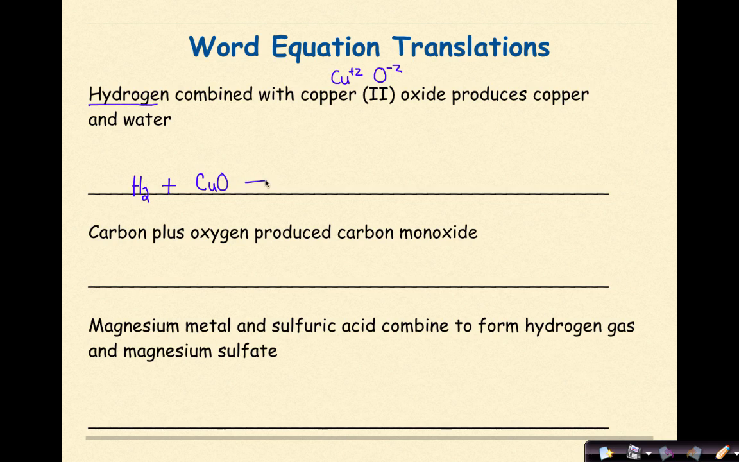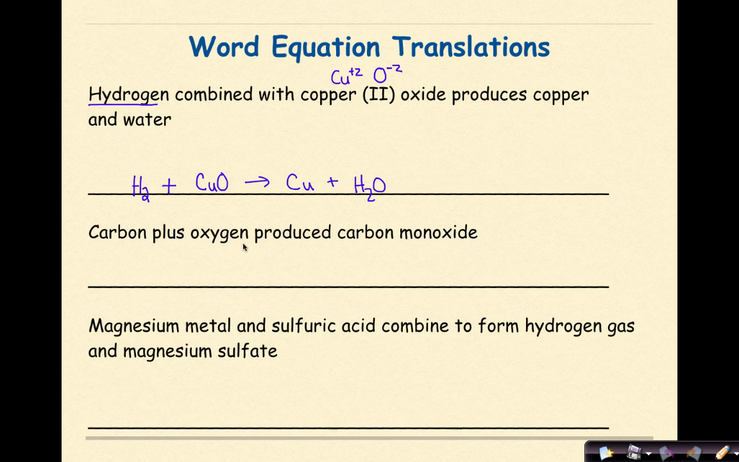Produces, which is an arrow, copper and water. So copper by itself is a metal, so that's just going to be Cu, and then plus, then the formula for water, of course, is H2O. And that's translating this particular word equation into a formula equation. Let's look at the next one.